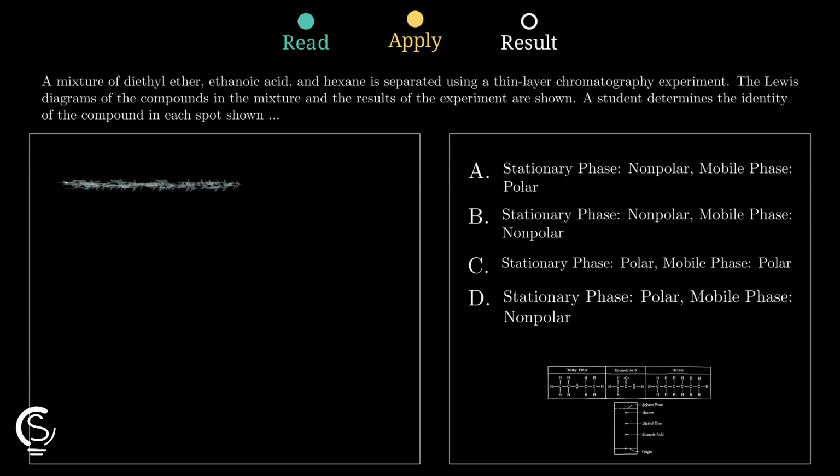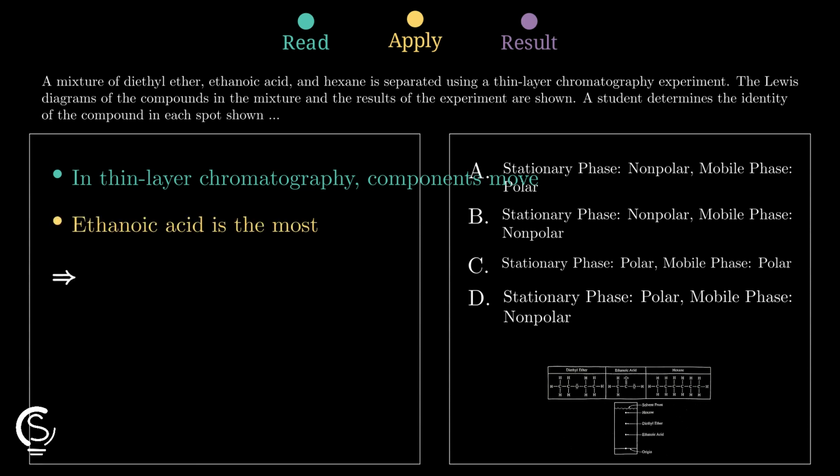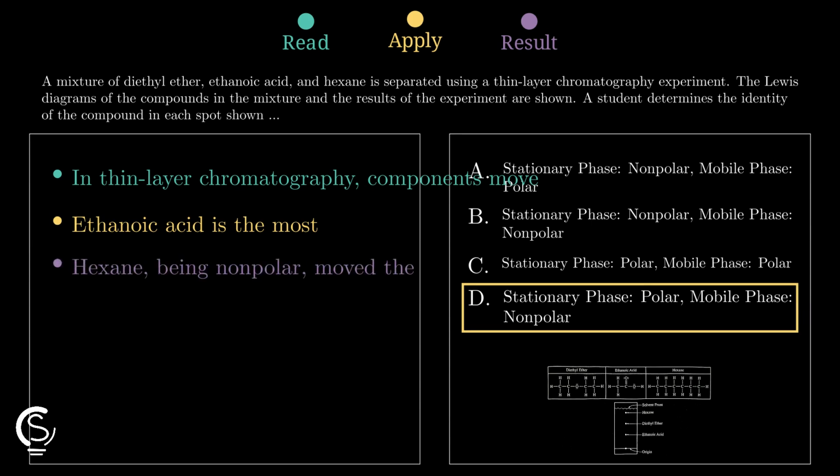Ethanoic acid is the most polar compound here because of its hydroxyl group. Since it stayed at the bottom, the stationary phase must be polar to hold it back so strongly. Hexane is nonpolar and moved furthest. This means the mobile phase must be nonpolar to carry it. Option D is our winner.